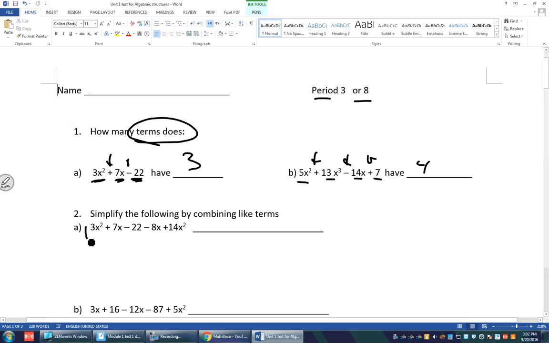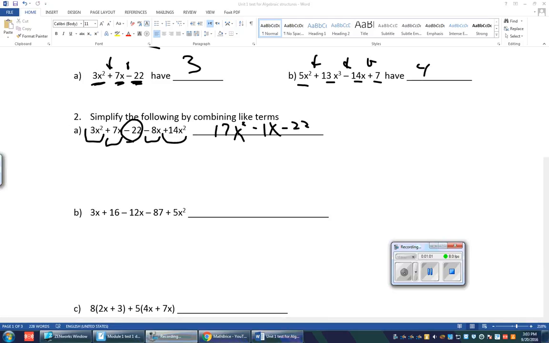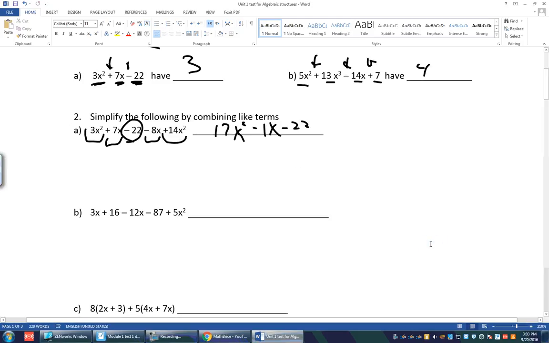Okay, I'm going through these very fast because most of us got them right. 3 squares plus 14 squares. Last time I checked, that is 17 squares. And then we have 7 lines minus 8 lines. So that's -1 line or just negative x. And then minus 22 is all by itself. And that is what combining like terms looks like. Fantastic. So when I hit scroll, the writing stays with it.